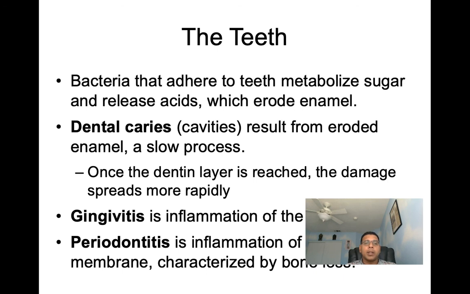All right, next in here we talked about dental caries. I want you to know exactly the process that it takes to actually develop the dental carie, the cavity. So you can see here bacteria that adhere to the teeth are going to metabolize sugar, which is going to release acids, which then erode the enamel. Dental caries and cavities result from the eroded enamel, which is a slow process. And then I want you to know once the dentin layer is reached, the damage is going to spread more rapidly. And we talked gingivitis, and we mentioned periodontitis.